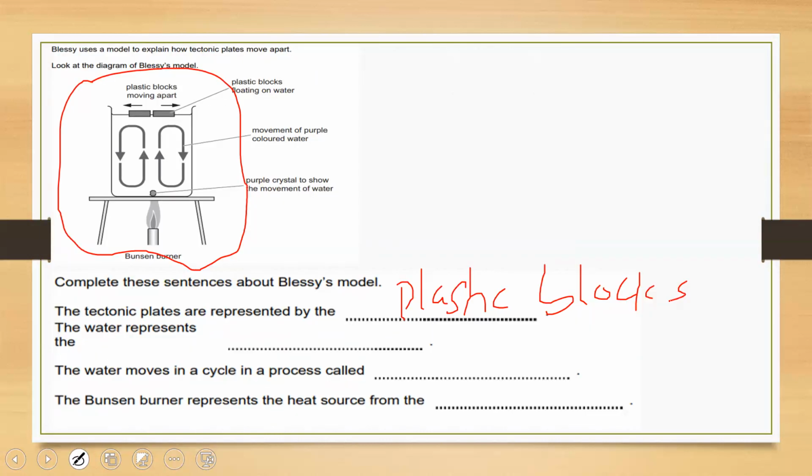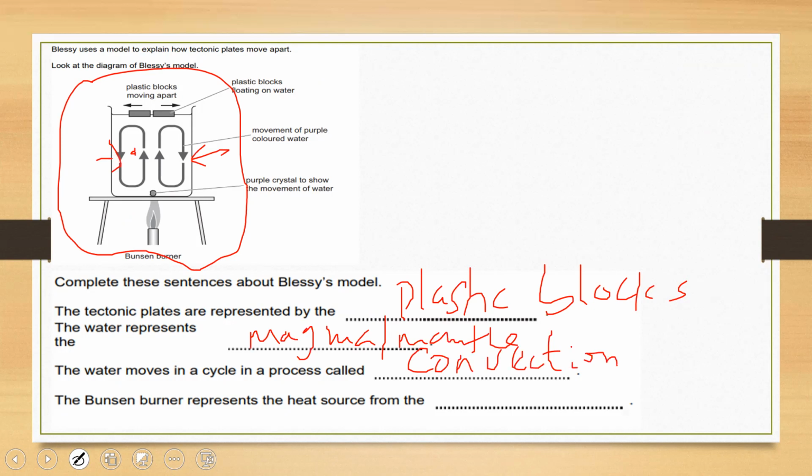Therefore, it means that the water represents the magma, the mantle, because the mantle is made up of magma. The water moves in a circle. We have this circle of movement. We're asking, what does this represent? Basically, that represents convection current. You can put convection current, but the word convection is enough.